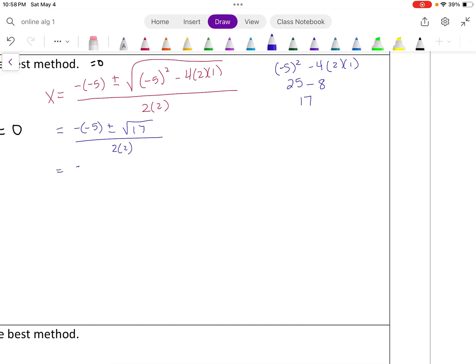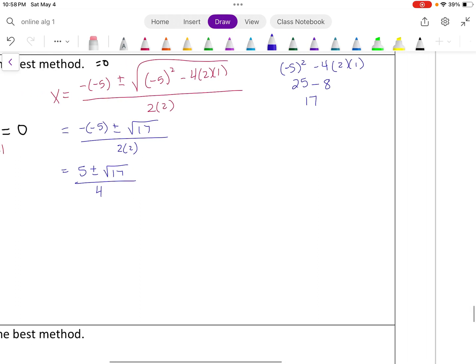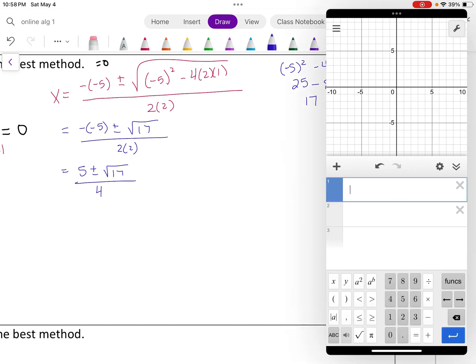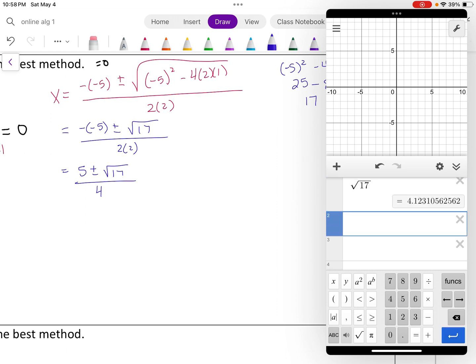Well, what else can I simplify here? I know a negative 5 is really a positive 5, and I know that 2 times 2 is really 4. Okay, well, square root of 17, that's not a perfect square, so I'm going to break my calculator out again. So there are a couple ways we could do this. We could figure out the square root of 17 first, or we could type this into our calculator. Let's just figure out the square root of 17. All right, 4.1, perfect. So 5 plus or minus 4.1 divided by 4.